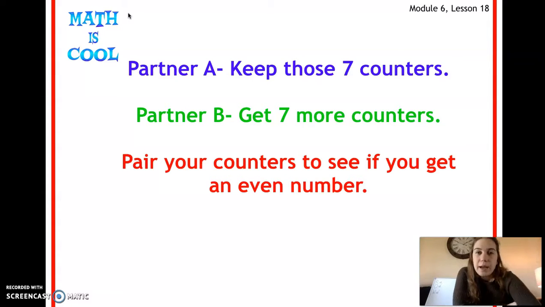Now I want you to pair those up to see if you would get an even number. If you paired up each of your counters, so there was 2 in each group, would you have an even number? Is 14 an even number? So pause this video and do that, and when you're ready for the answer, come on back.